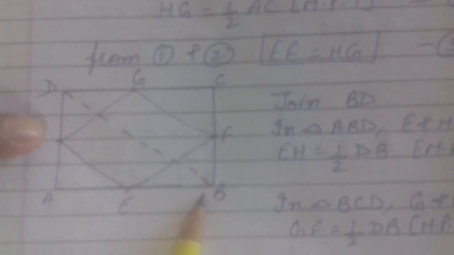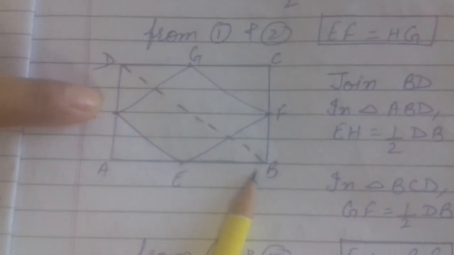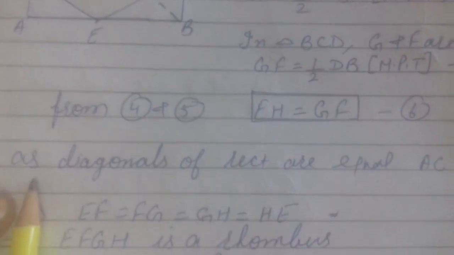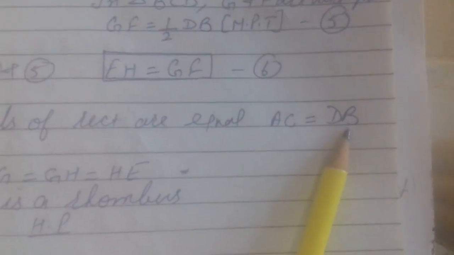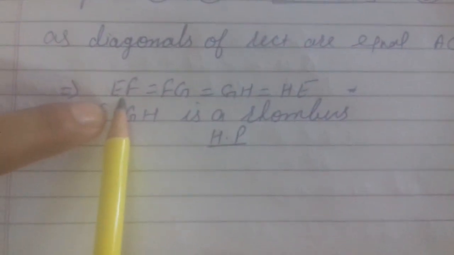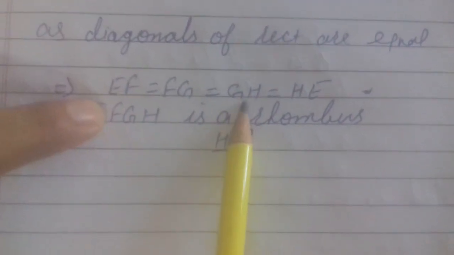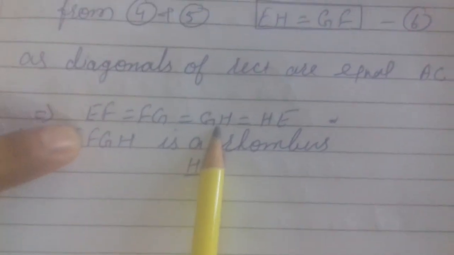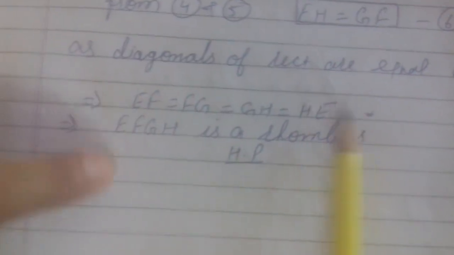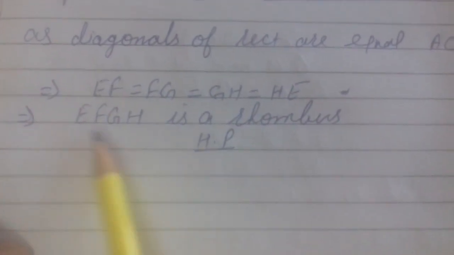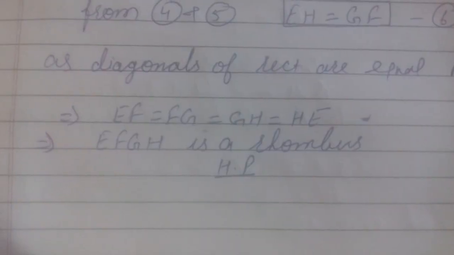Now you know that AC is a diagonal of the rectangle, okay? DB is also a diagonal of the rectangle, and you know that the diagonals of a rectangle are equal. I wrote here, as the diagonals of a rectangle are equal, that means AC is equal to DB. So I can write EF is equal to GH. They are equal to what? AC, and these two sides are equal to DB. So as AC and DB are equal, that means they all are equal. It shows that EFGH is a rhombus.